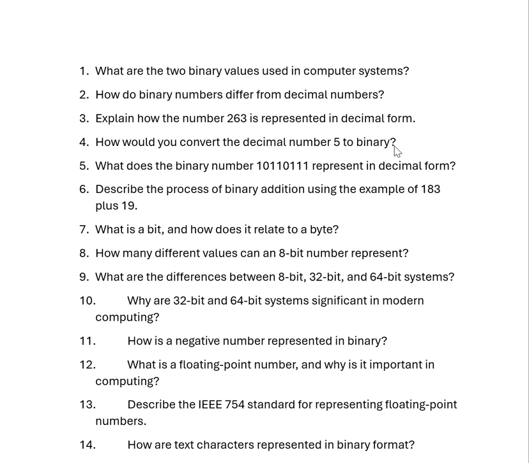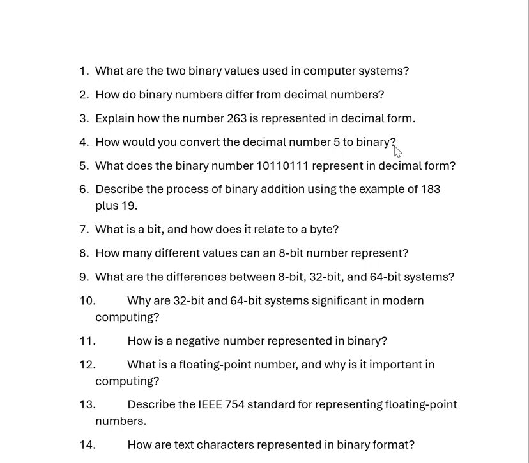What is a bit and how does it relate to a byte? A bit is the smallest unit of data in computing, representing a 0 or a 1. A byte consists of 8 bits and is the standard unit for data storage. How many different values can an 8-bit number represent? An 8-bit number can represent 2 to the power of 8, which equals 256 distinct values, typically ranging from 0 to 255.